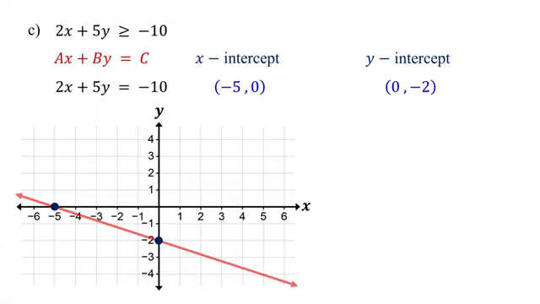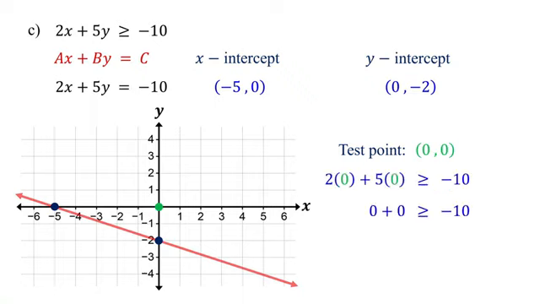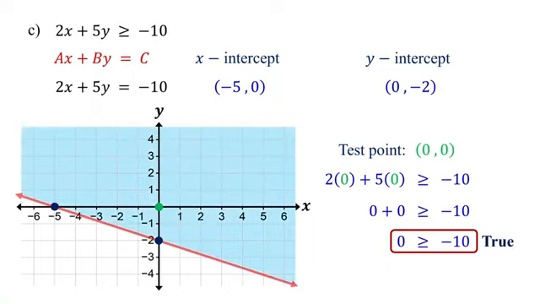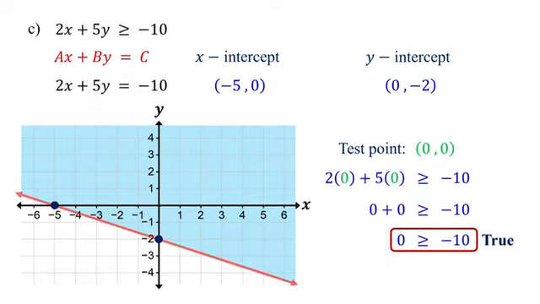Next, to determine which region to shade, pick a test point that is not on the line. You can use 0, 0. Substitute it into the inequality and simplify. This is a true statement, right? So shade the region that contains the test point. That's your graph. Now it's your turn.